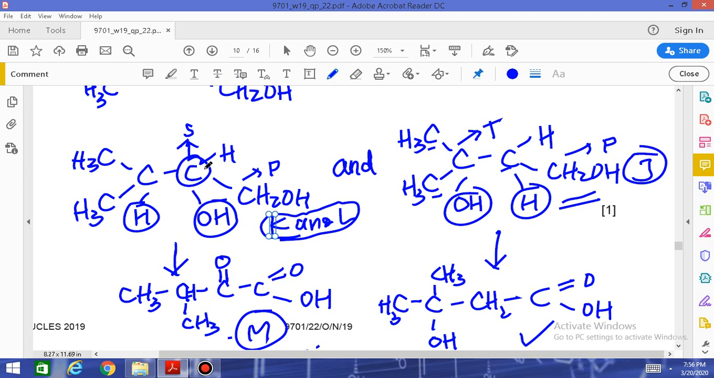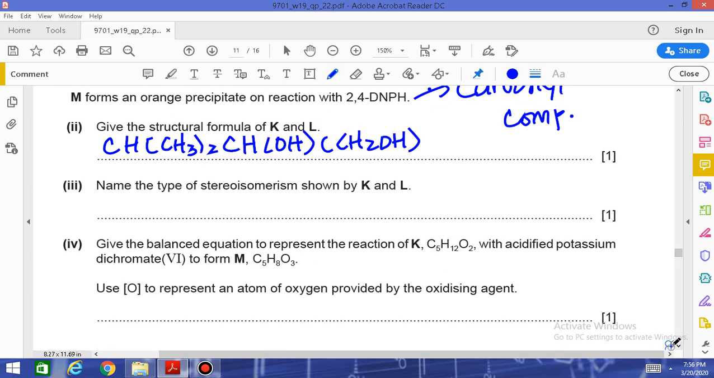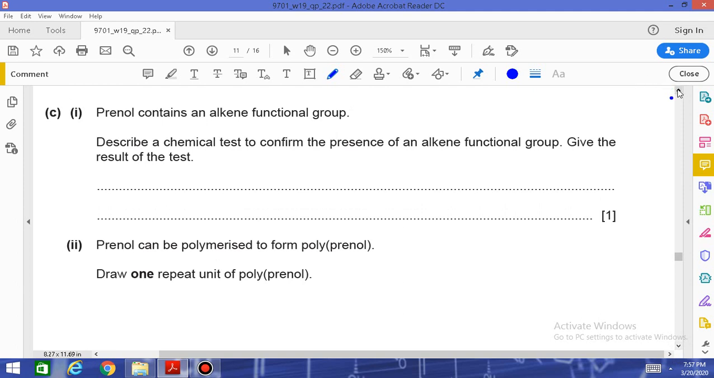What is a chiral carbon atom? A carbon atom that's bonded to 4 different functional groups. 1, 2, 3, 4. So this is a chiral carbon atom, so it produces optical isomerism. Name the type of stereoisomerism shown by K and L. It's optical isomerism.